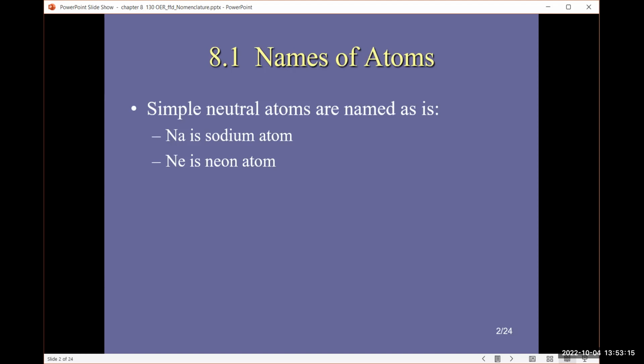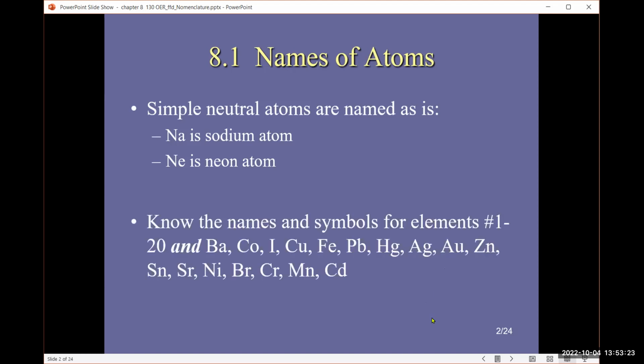Metals. Okay, so simple neutral atoms, we just call it a sodium atom or neon atom, okay? We talked about knowing the names and the symbols for at least the first 20, okay? But on top of that, you want to add Ba for barium, cobalt, nickel, iodine, copper, iron, lead, mercury, silver, gold, zinc, stannous, Sn. Its name could be stannous, but you may also use the name tin.